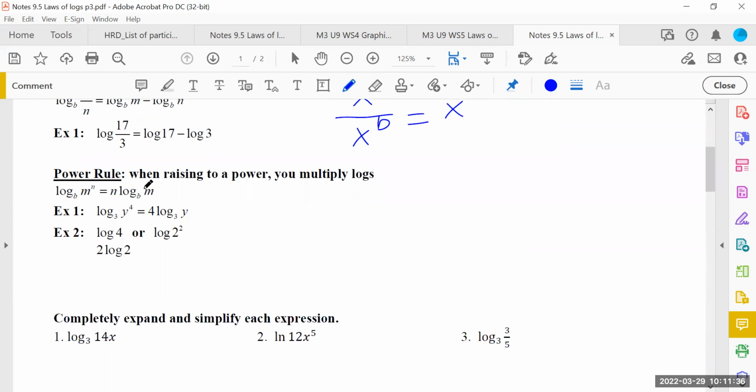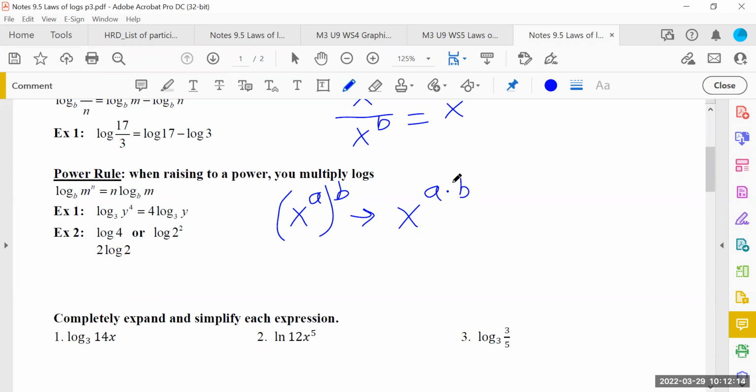And the power rule. If I have log base b of m to the n, a power inside my log, I can take that power and bring it out in front and make it multiplication. Because if I have x raised to the a raised to the b, this would be x to the a times b. Exponent raised to a power, I multiply those two exponents. So if I have a power inside my log, it's the same as multiplying by that out in front of my log.